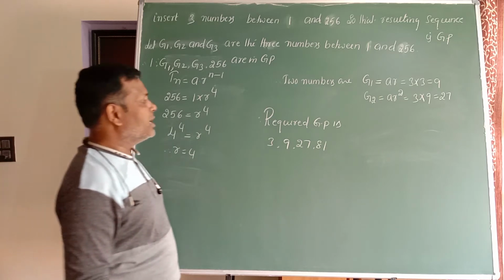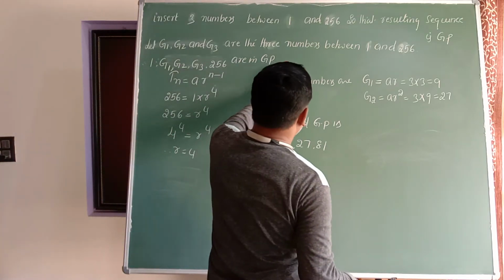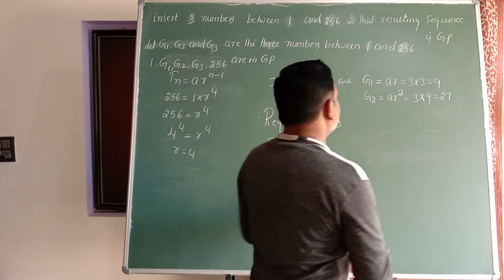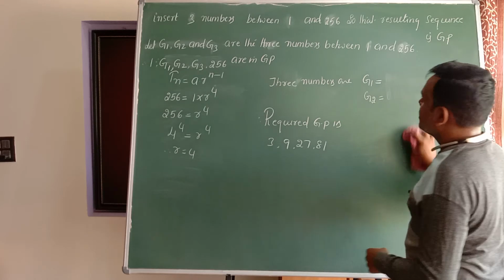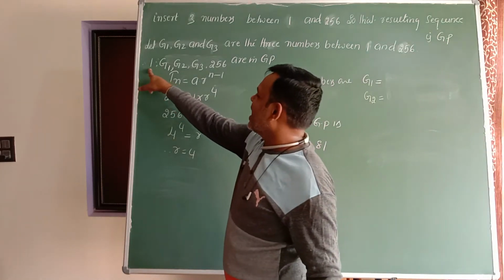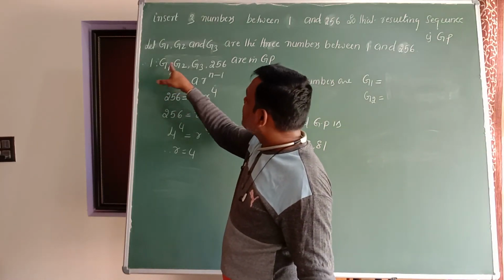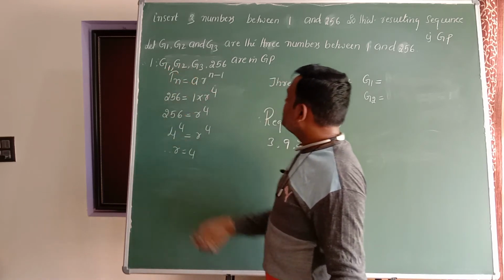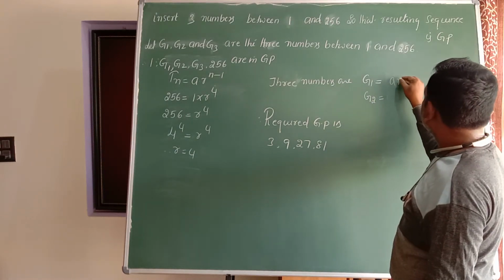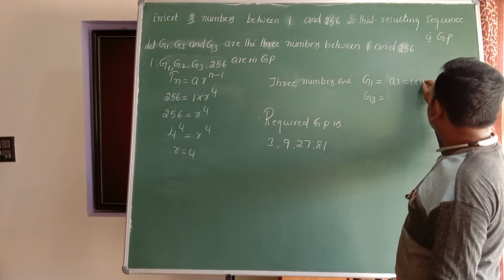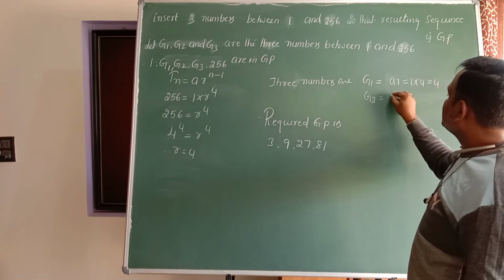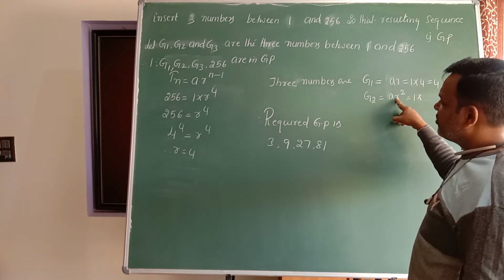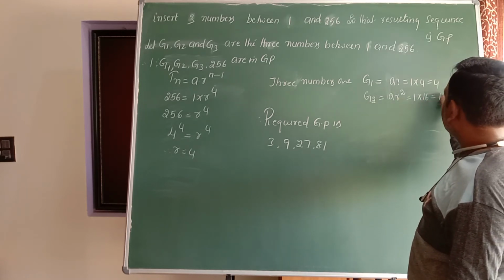Now we have to find out the three numbers here. The three numbers are G1, G2 and G3. Look at me. So here the first term A, second term AR, this term is AR square, this term is AR cube. Therefore G1 is AR. A is 1, into R is 4. That is equal to 4. G2 is AR square. That is equal to 1 into 4 square, which is 16.